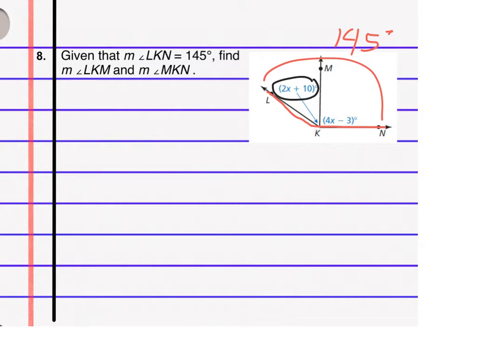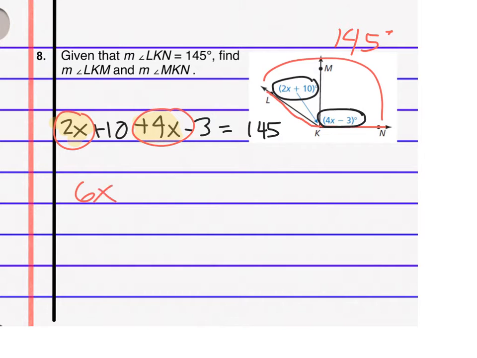know if I add up 2x plus 10 and 4x minus 3, so 2x plus 10 plus 4x minus 3, it should equal 145. The next thing I'm going to do is combine my like terms. So I'm going to combine my x's. 4x plus 2x, that is 6x. Then I'm going to do that with my constants. Positive 10 minus 3. 10 minus 3 is 7.